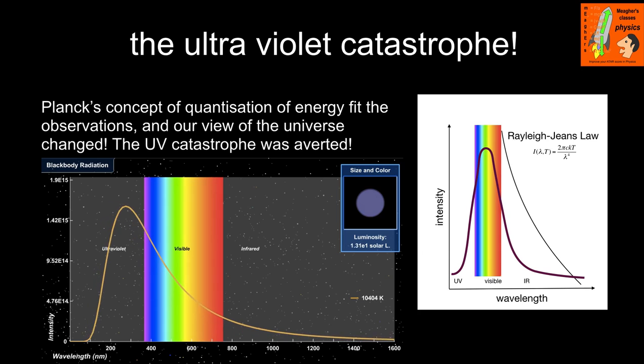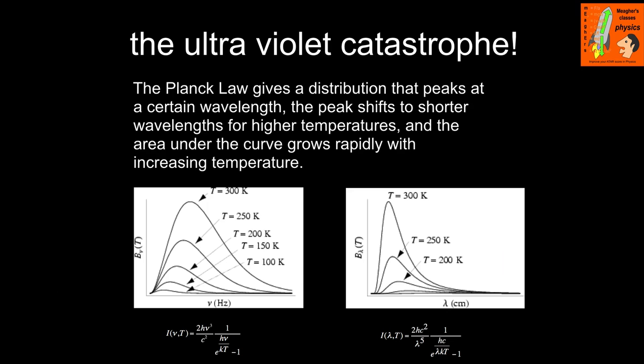And it ended up changing our whole view of the universe, really. The image I've got here shows that we can look at the colour of a star, and from that colour we can have some idea of the temperature of that star. Really quite impressive stuff, because as you can see, the peak keeps moving with wavelength. So he gave a distribution that peaks at a certain wavelength and shifts to shorter wavelengths for higher temperatures. And the area under the curve increases too as the temperature increases.